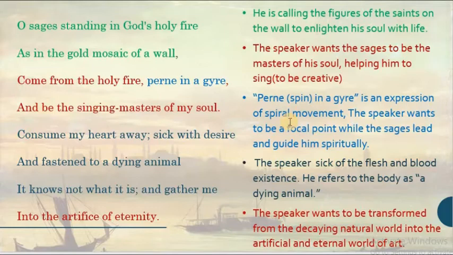What is the significance of this? This spiral movement is actually a symbol of ascending. You see, the speaker wants to be a focal point, while the sages lead and guide him spiritually. Okay, so he wants to ascend in this spiral movement. He wants to be guided by the sages. He wants them to be his leaders.